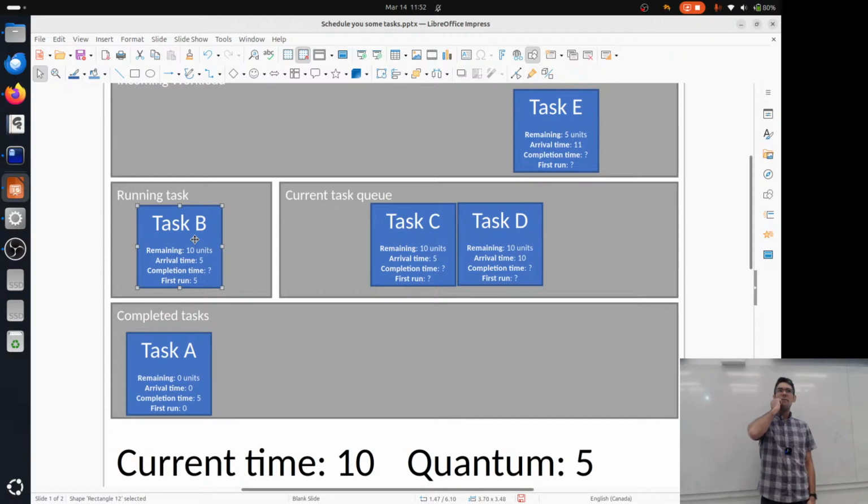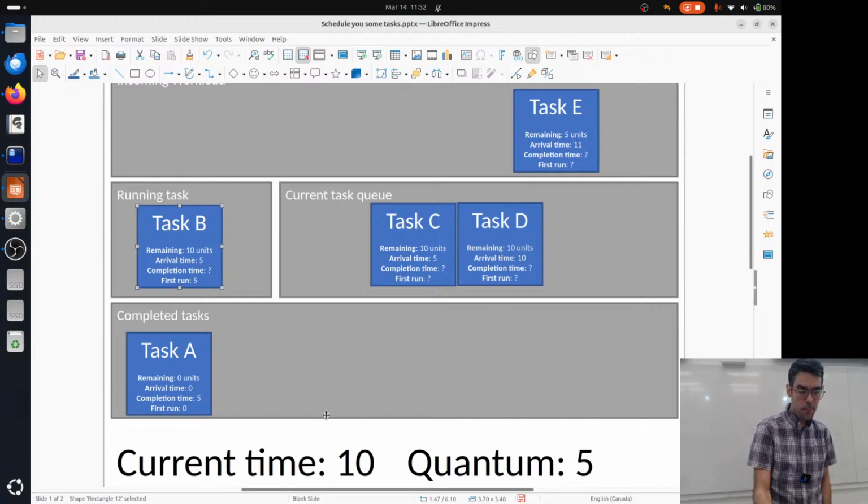Do we take this off the CPU right now? Quick thumbs up, quick thumbs down. Do we take it off or do we leave it on? Thumbs down means leave it on. We're going to leave it on the CPU. We're doing FIFO right now. FIFO is not preemptive. That means that once the task gets the CPU, it will not give it up.